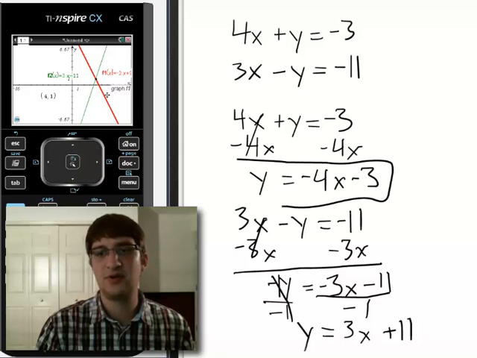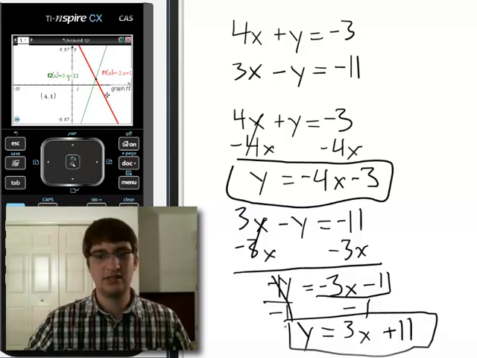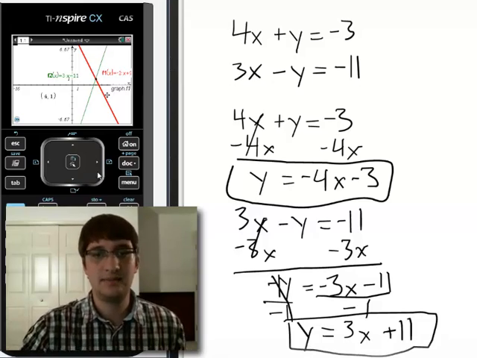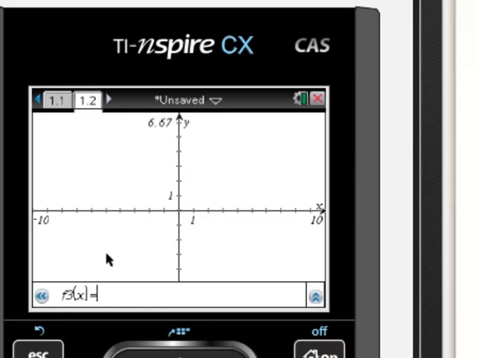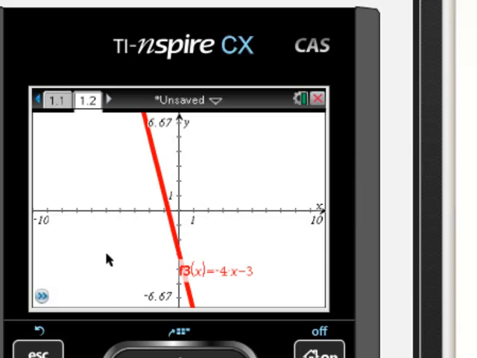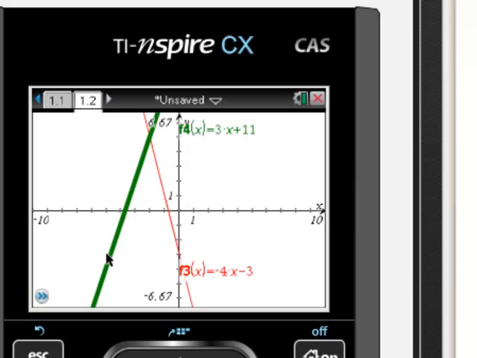I'm going to have to graph both of these and see where they intersect to find the answer to this system of equations. I'm going to go to my home screen, open up another graph page, and type those in. Y equals negative 4x minus 3 is the first one, and I'm going to graph that. For the second one, I've got 3x plus 11, so I'm going to hit tab and enter 3x plus 11 on my calculator. And there's my second line.